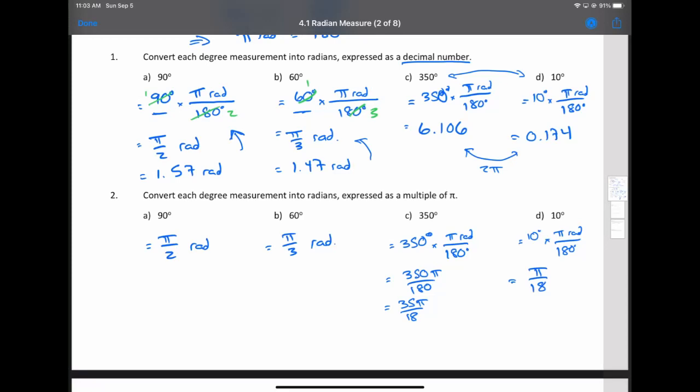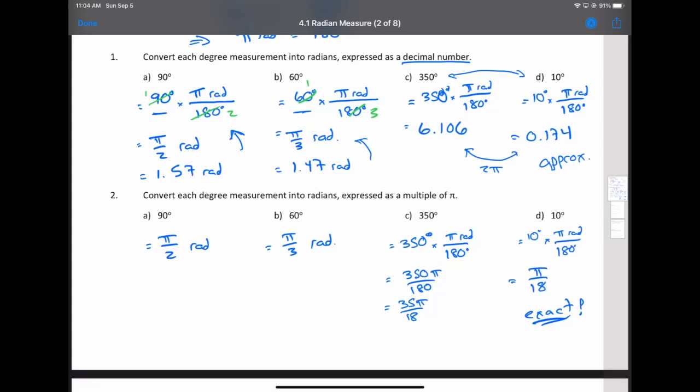So that's really all there is to doing either decimal numbers or multiples of pi. It's the same method, it's just whether you punch it into your calculator, punching in the pi as 3.14, or you leave it as an exact fraction. These are all going to be approximate up here, and these are exact. And exact is usually what we want to work with.